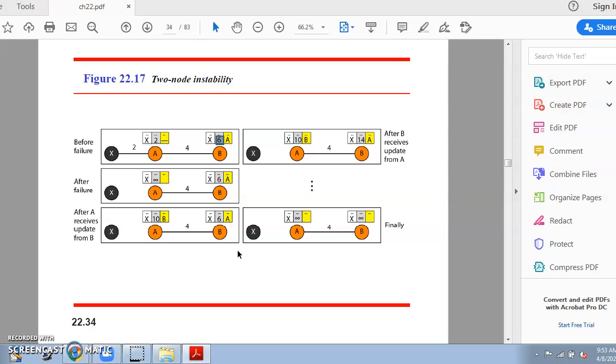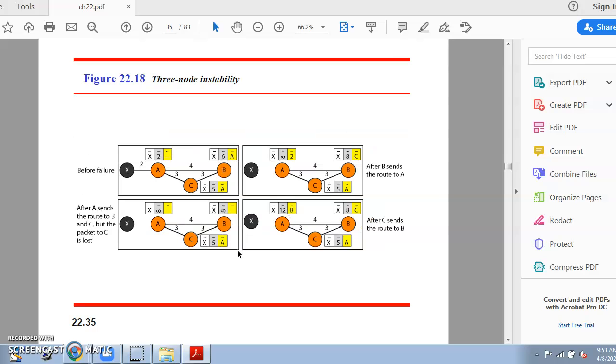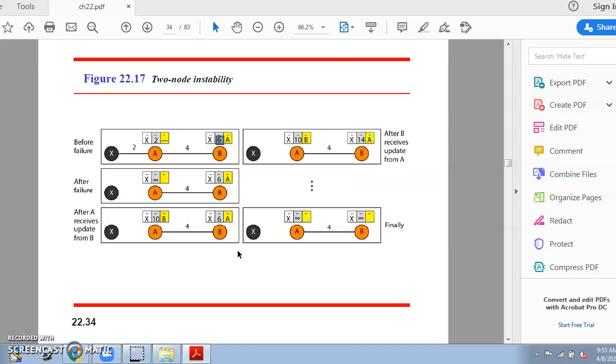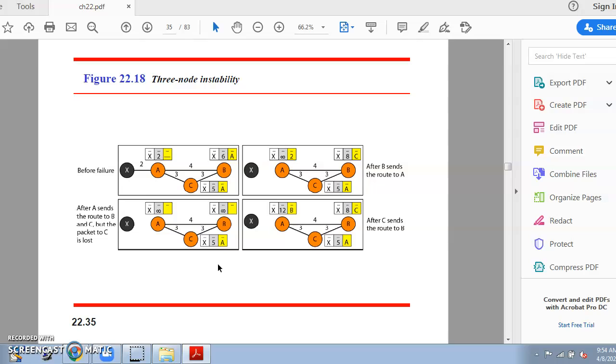So with the help of this, split horizon and poison reverse can make the network stable, but only for two nodes. Let's consider another problem called three node instability. Two node instability can be avoided, but it might create some problem when we consider three node instability. The two node instability from the previous example can be avoided using split horizon combined with poison reverse. However, if the instability is between three nodes, stability cannot be guaranteed.